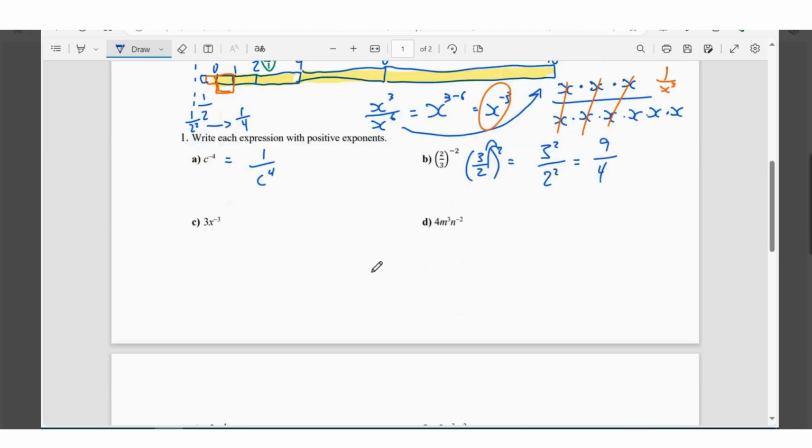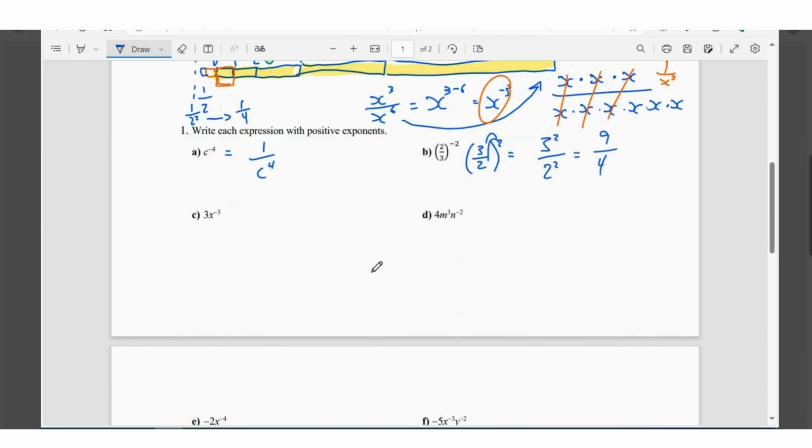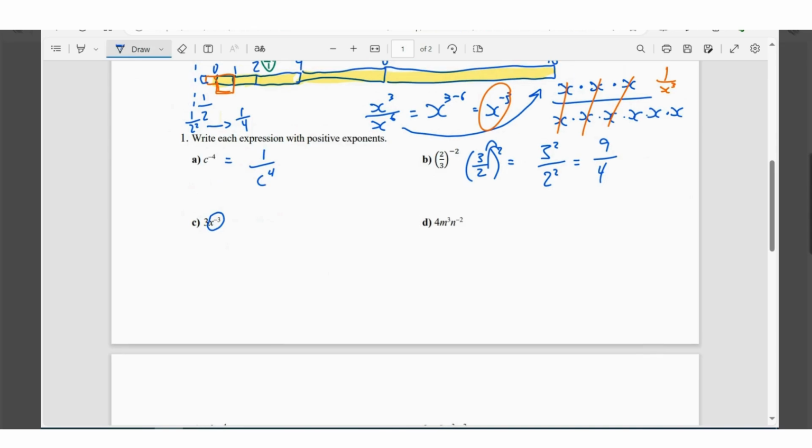Let's do our next one. And it's important to note that this negative only affects this. Our base is actually the x, not the 3x. So it's only going to affect the x. So we're only going to move the x to the bottom. So we end up with 3 over x to the 3.